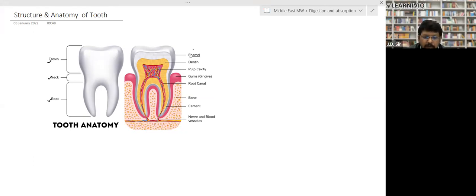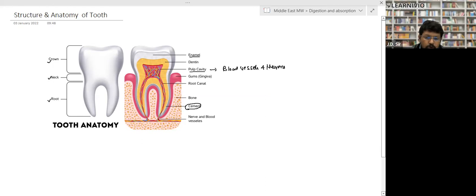Inside the enamel, there is a part called dentin. Inside the dentin, there is a cavity called pulp cavity. Pulp cavity has blood vessels, means arteries and veins, and neurons as well. So this part is sensitive. This part is called gums, and this is the bone and the socket. In the gums, there is a substance called cement. The function of cement is to fix the tooth in the socket of gums.